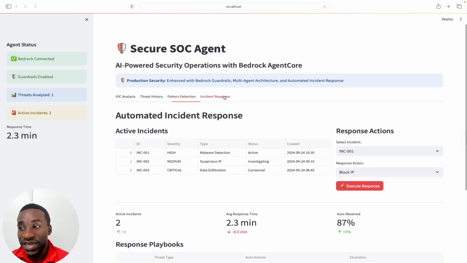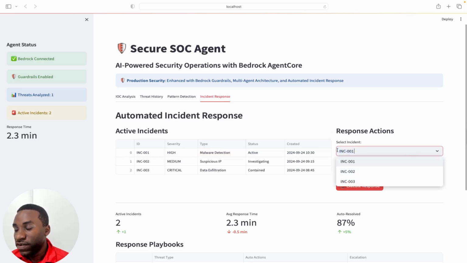Going over to incident response. So this is a SOAR-style incident response interface. Real incidents are automatically tracked with their severity levels, the types, and the status. So let's watch an automated incident response in action. We're going to use this one.